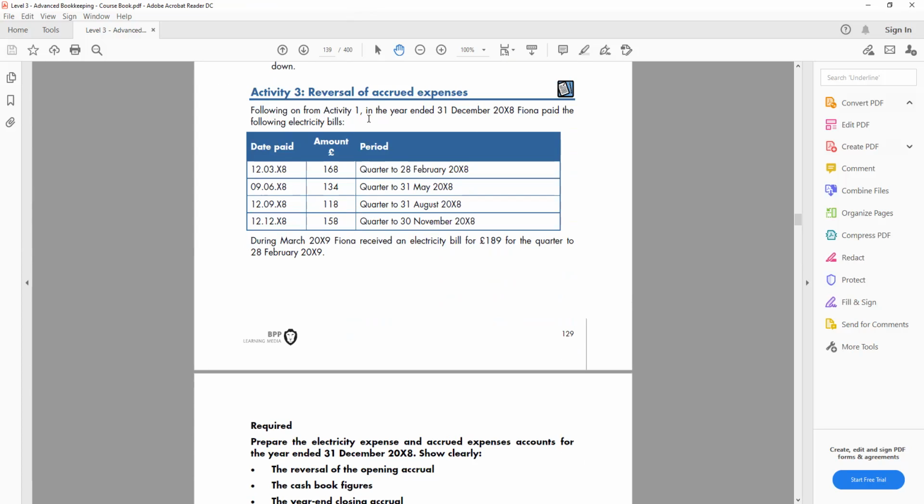From activity 1, in the year ended 31st December 2008, Fiona paid the following electricity bill. So Fiona paid in the next year. Last time we did 2007, this time we're doing 2008. That means it's the next year. So we can see here, 12th of March, we paid £168. And inside of the £168, there was £56 that was for the last year, 2007. But of course, the invoice comes quarterly, so we paid in 2008.